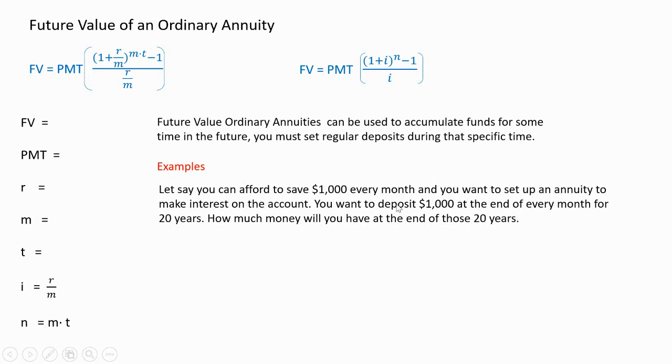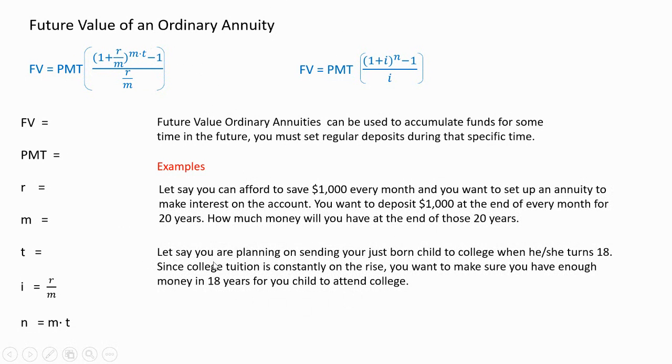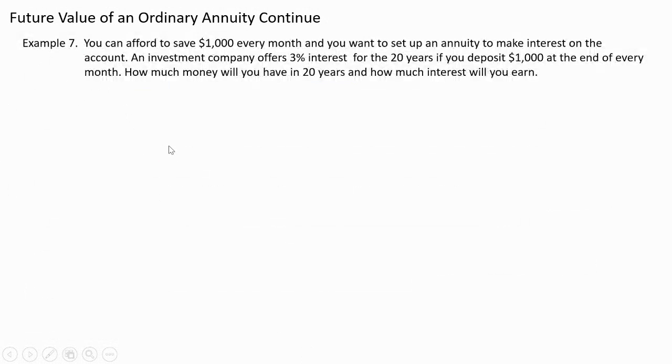Let's say you can afford to save $1,000 every month, and you want to set up an annuity to make interest on the account. You want to deposit $1,000 at the end of every month for 20 years. How much money will you have at the end of 20 years? Another example can be, let's say you're planning on sending your just born child to college when he or she turns 18. Since college tuition is constantly on the rise, you want to make sure you have enough money in 18 years for your child to attend college. So this is a type of annuity that you must set up so you can have that money in the future. That's what's called future value ordinary annuities.